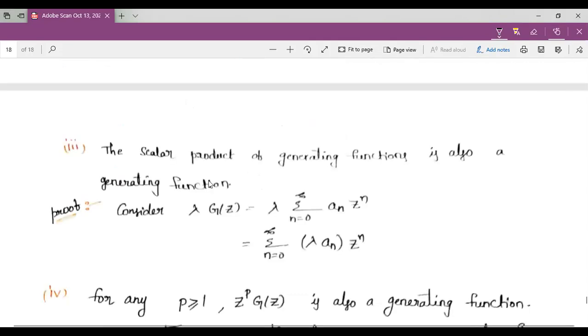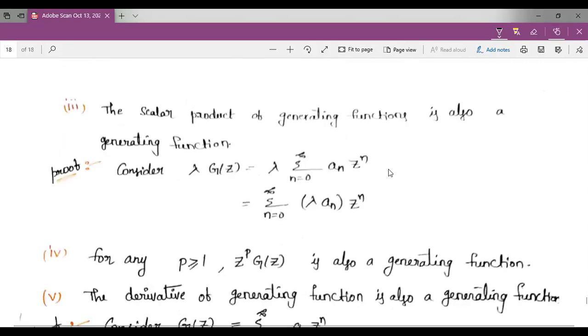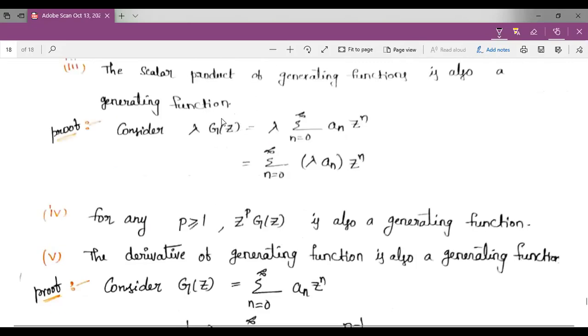Third property, the scalar product of a generating function is also a generating function. So consider lambda to be the scalar. Let it be lambda g of z is equal to lambda summation n is equal to 0 to infinity a n z power n. So here we multiply the inside function with lambda. We get summation n is equal to 0 to infinity lambda a n z power n.